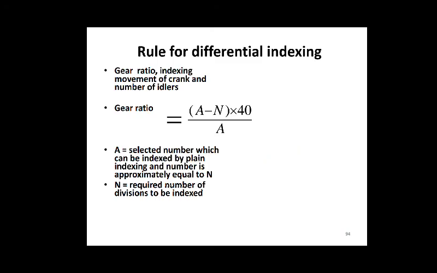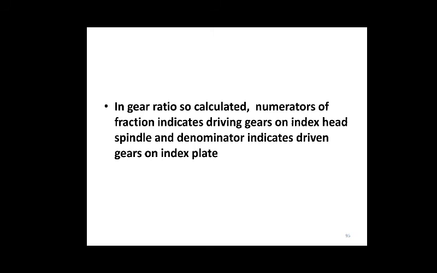So gear ratio, this is the rule for differential indexing: (A minus N) into 40 upon A, in which A is a selected number which can be indexed by plain indexing and the number is approximately equal to N. N is nothing but the required number of divisions to be indexed. In the gear ratio so calculated, numerators of the fraction indicate driving gears on the index head spindle and denominators indicate driven gears on the index plate.